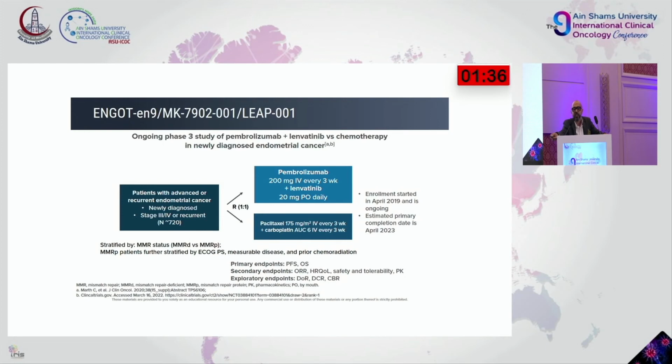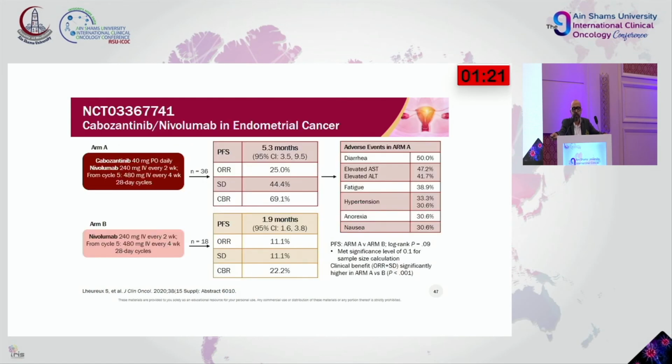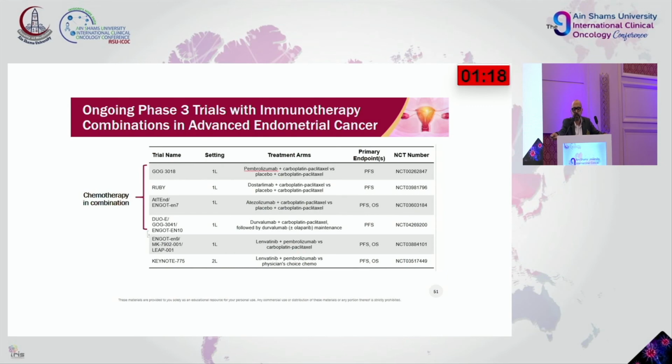Among ongoing trials, there is the LEAP-001. Here we have moved pembro plus lenvatinib to the first line in comparison to paclitaxel and carboplatin, and we are waiting for the results of this trial. This is the first-line trial, and we also have another second-line trial of cabozantinib and nivo. Here we summarize the ongoing phase 3 trials with immunotherapy combinations in advanced endometrial cancer.